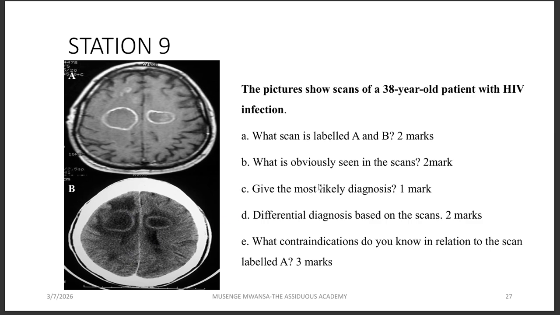Okay. So what is obviously seen? What can you see here? Okay, yes, these are ring enhancing lesions. Enhancing just means that you are able to pick up those lesions, because there are some infections that can cause lesions in the brain but you cannot pick them up, so those are non-enhancing. So this is a ring enhancing lesion. Give the most likely diagnosis. What is the most likely diagnosis for a ring enhancing lesion?